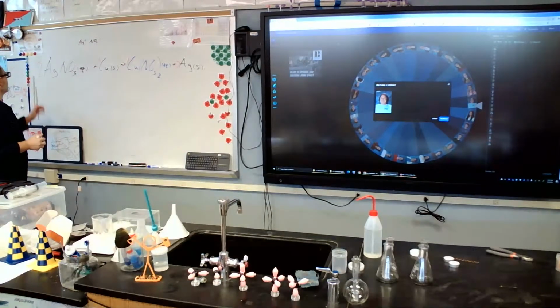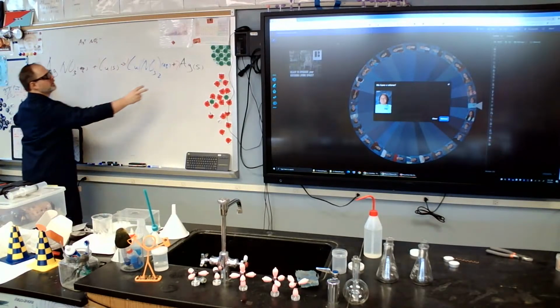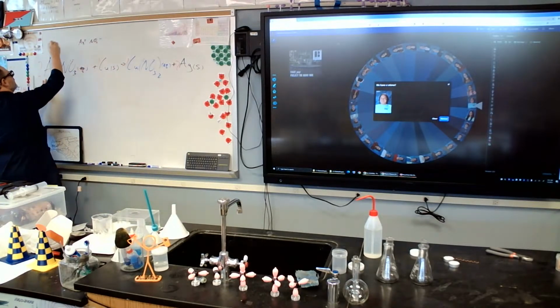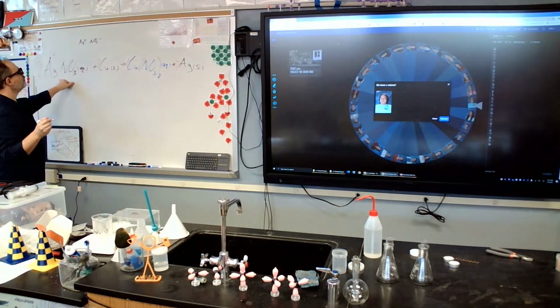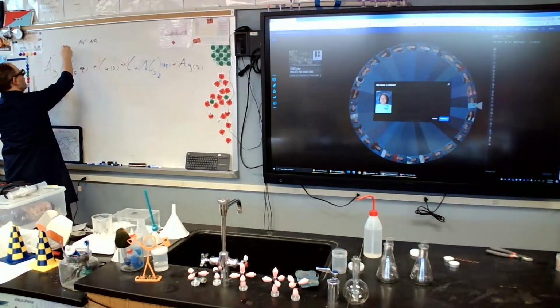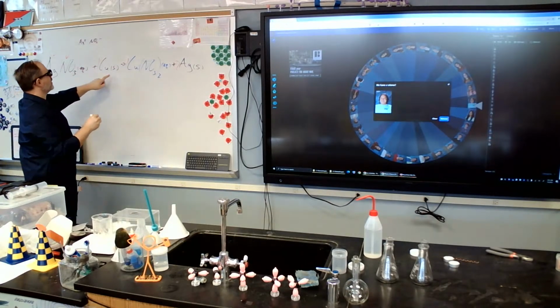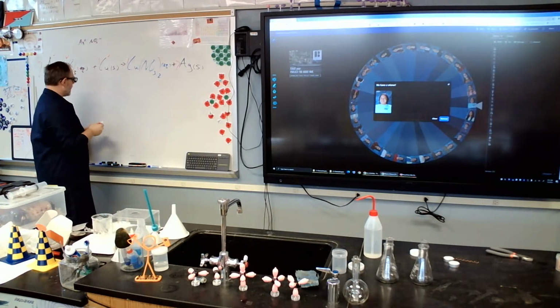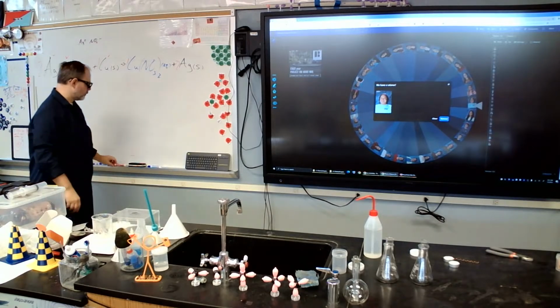So let's check our work. You've got 2 silvers here, 2 silvers there. Our silver is balanced. You've got 2 nitrates here, 1 times 2 nitrates there. Our nitrates are balanced. You've got 1 copper here and 1 copper there, and our copper is balanced. It is 2, 1, 1, 2.